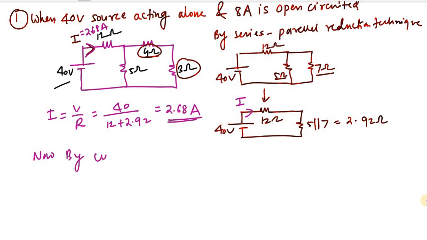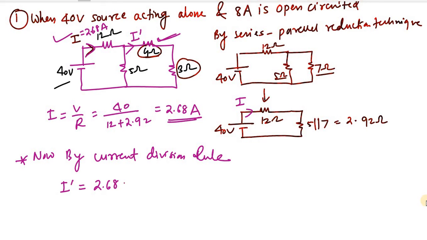Now by the current division rule, consider the current flowing through this 4 ohm resistor is I dash. So what is I dash by the current division rule? The total current is 2.68 ampere into the opposite resistance, which is 5 ohms, divided by the total resistance in the current division, which is 5 plus 4 plus 3. So the current I dash is 1.12 ampere, and the direction of the current is from left to right.